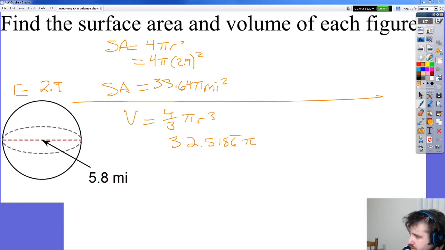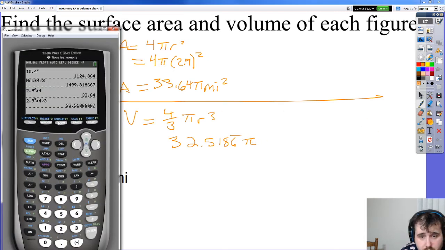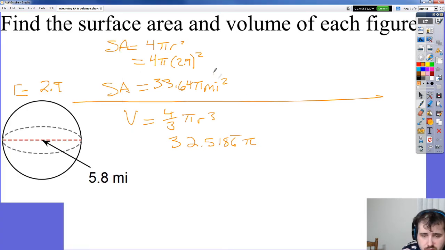Let me double check, make sure I wrote down the right number. 32.5186 repeating. Again, that 7 at the end is not a thing. That is just an artifact of the fact that the calculator has to round. And then again, units in miles. Volume is cubed. And there we go.